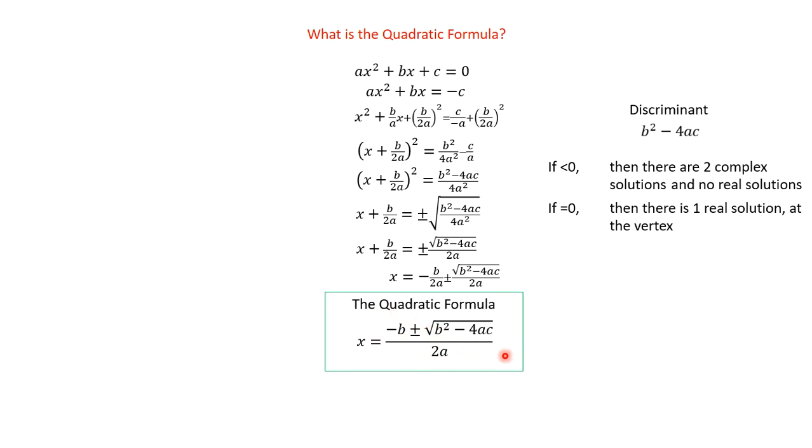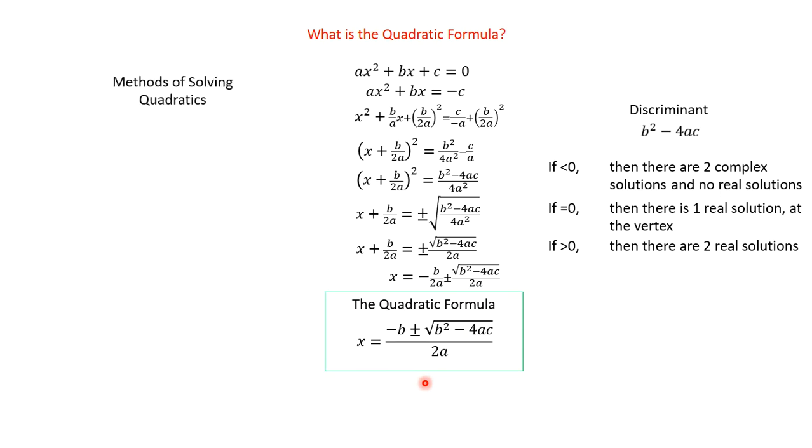That's very, very useful. And so this takes into account the symmetry. We have the vertex plus or minus a certain amount. So we go each direction from the vertex to our zeros. And so if the discriminant is greater than 0, there are two real solutions because of that symmetry.